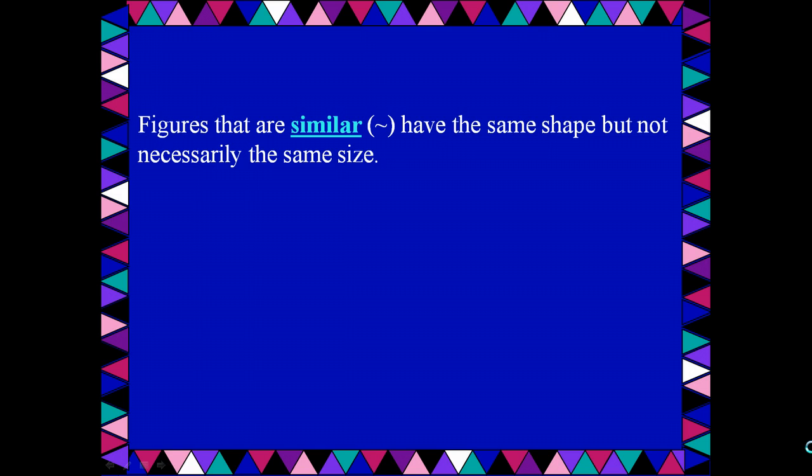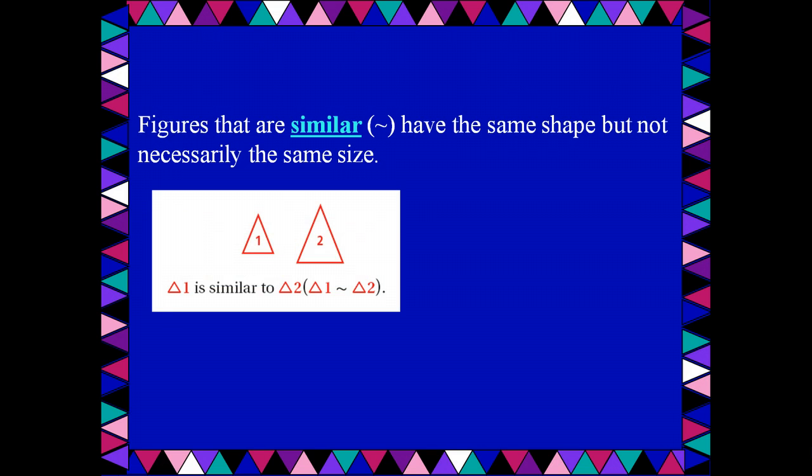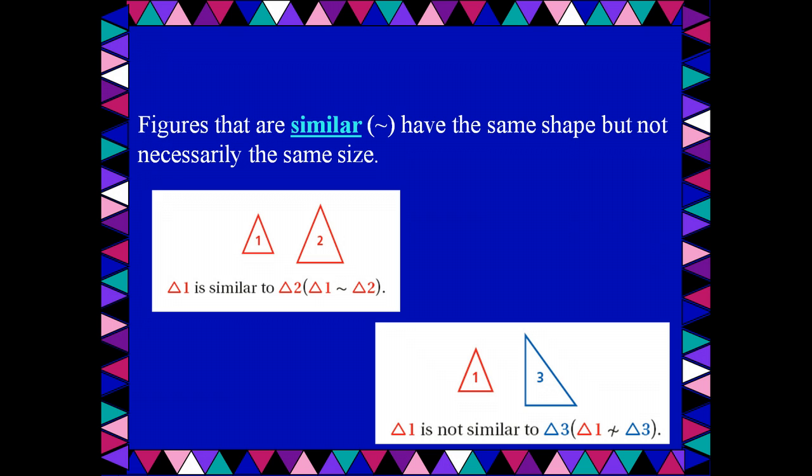Figures that are similar, and we use the little tilde sign to show similarity, have the same shape but not necessarily the same size. For example, in this set, triangle 1 and triangle 2 are similar. If you notice, they have the same shape and their angles appear to be congruent. We'll find out later that they must be congruent, even if the side lengths are different. But if you look at 1 and 3, triangle 1 is not the same shape as triangle 3, so they are not similar.